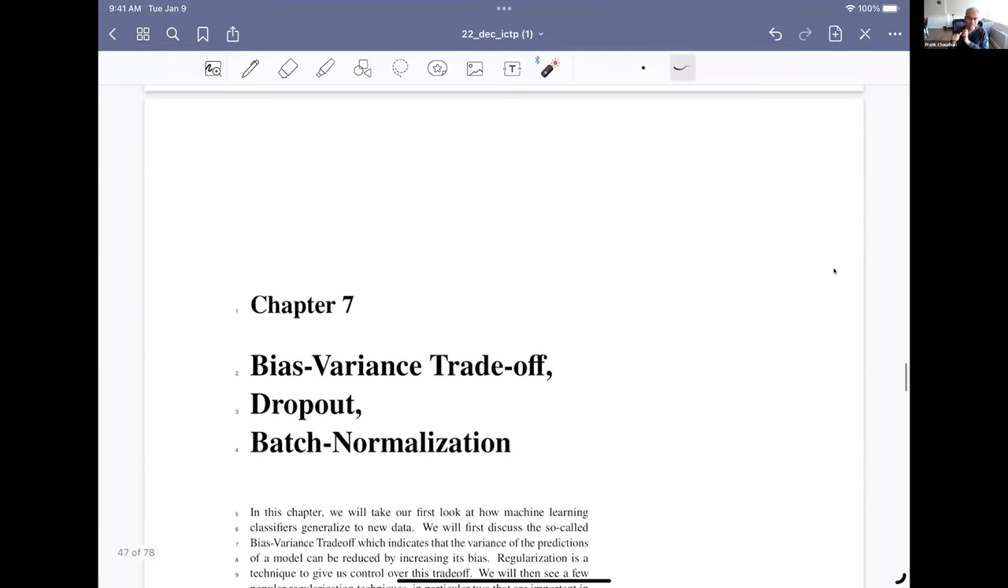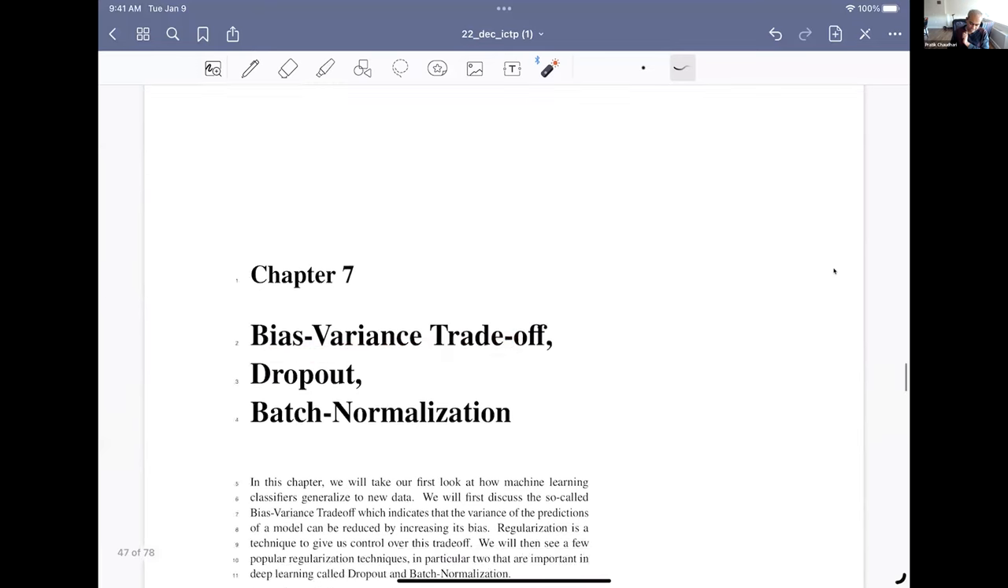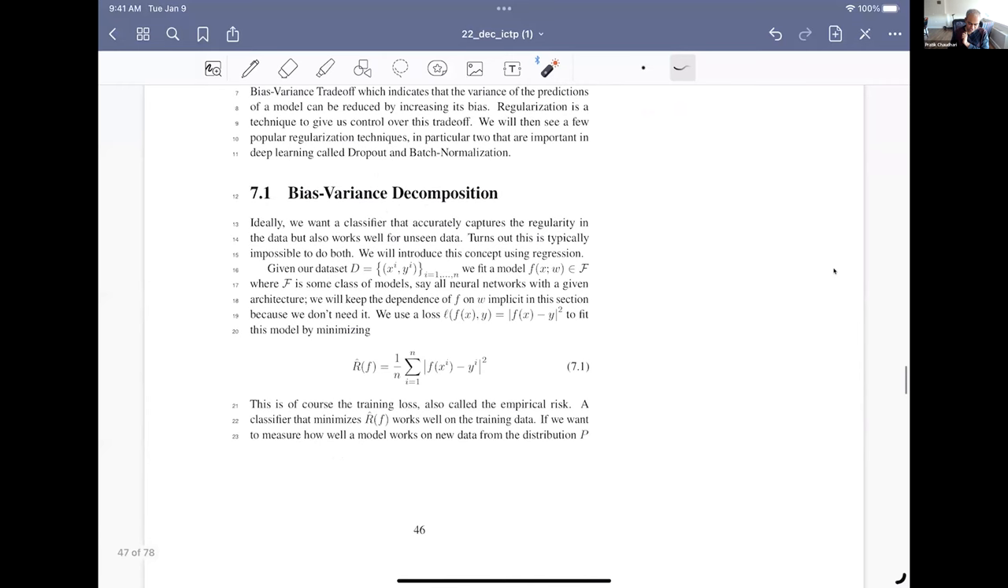What I wanted to do next was give you an appreciation for why deep learning is hard, and why or when we cannot do deep learning very well. Some of you may have heard of something called a bias variance trade-off. The bias variance trade-off is the following object.